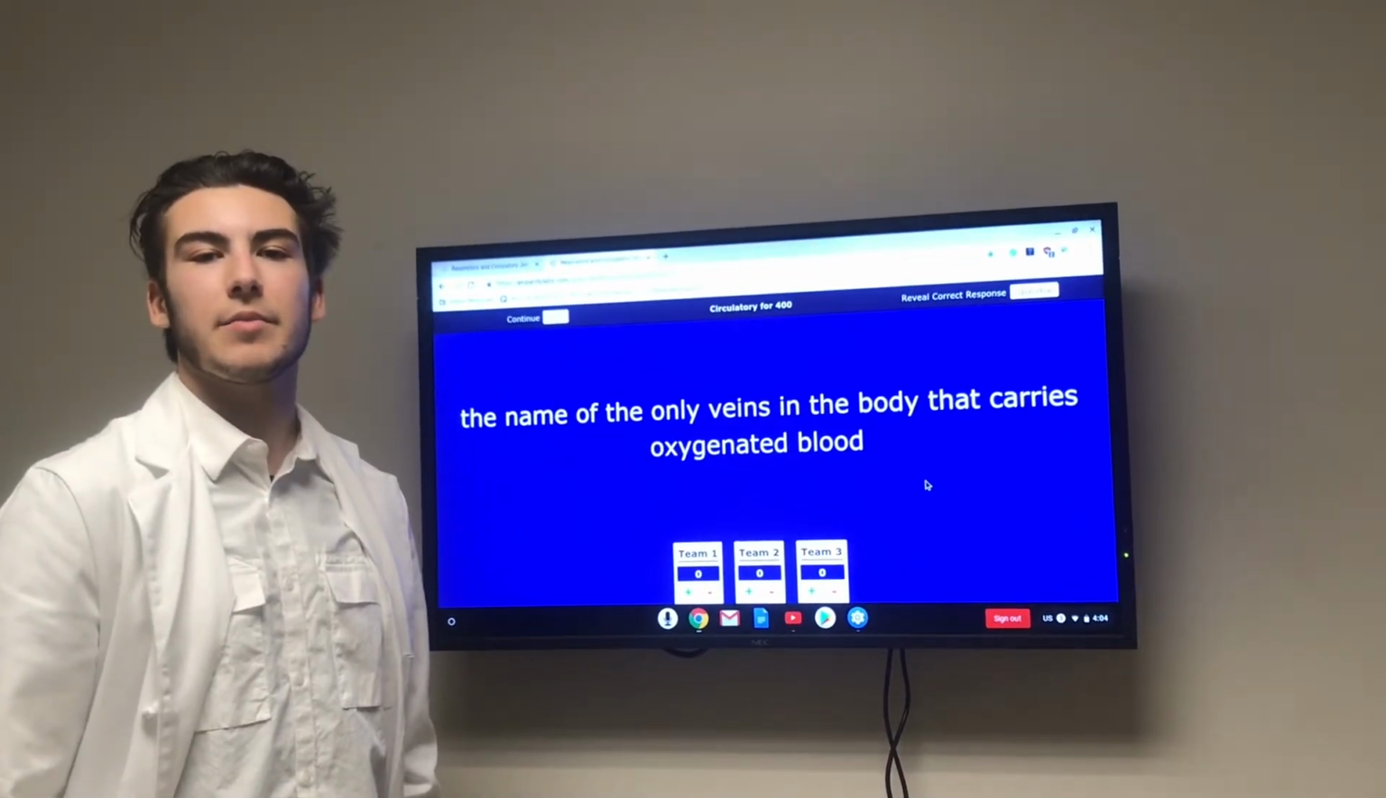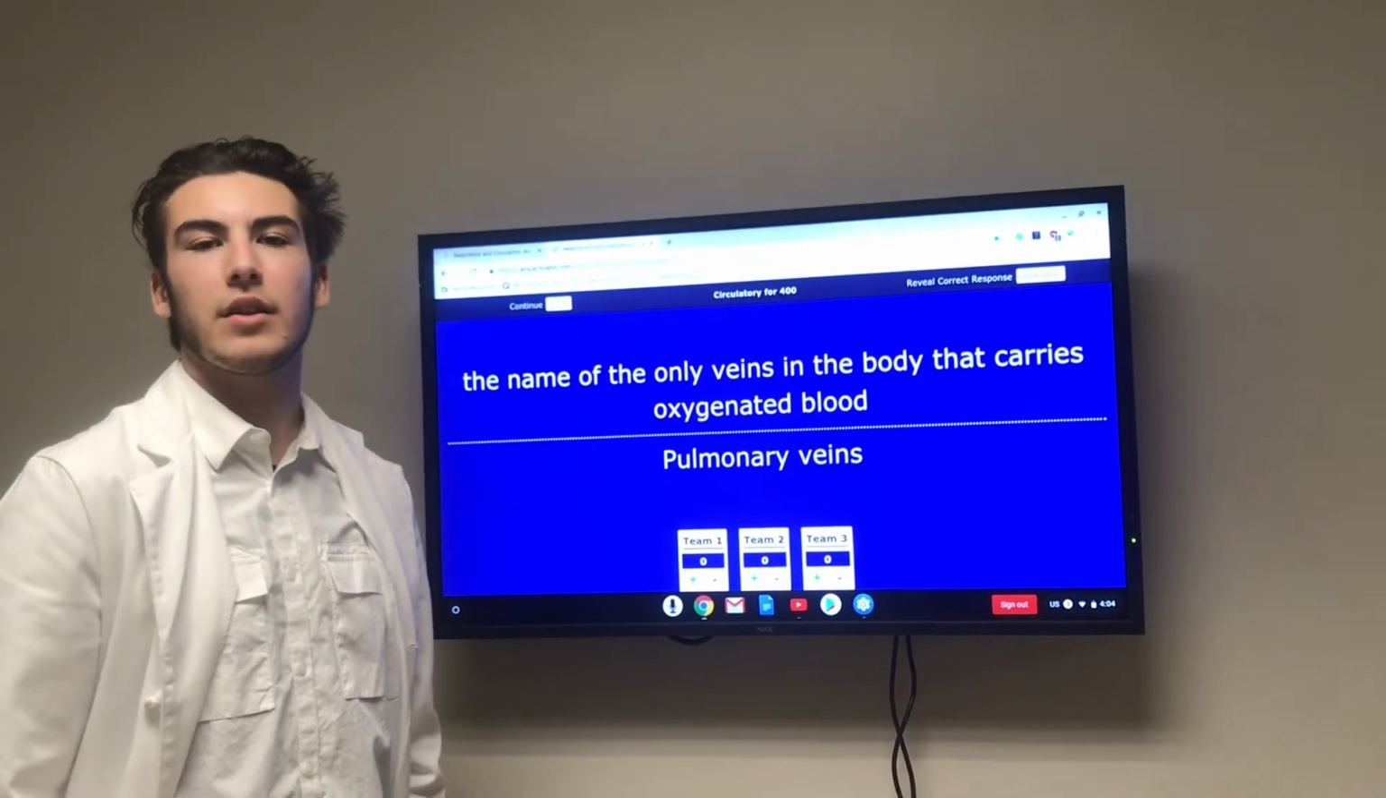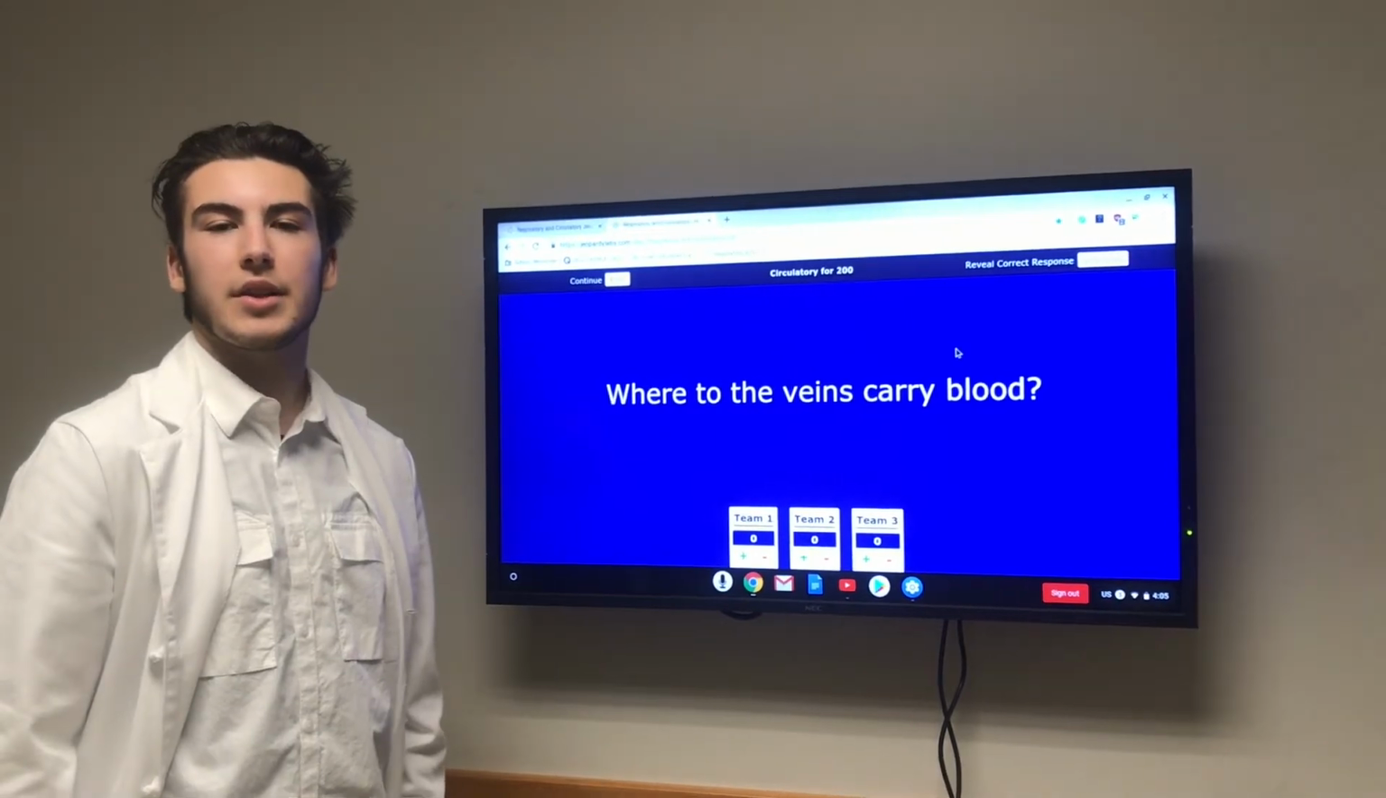What are the only veins in the body that carry oxygenated blood? Trick question. There are no veins in the body that carry oxygenated blood. That is incorrect. The answer is pulmonary veins. Oh, darn. I'll take circulatory for 200. Where do veins carry blood? What is to the heart?